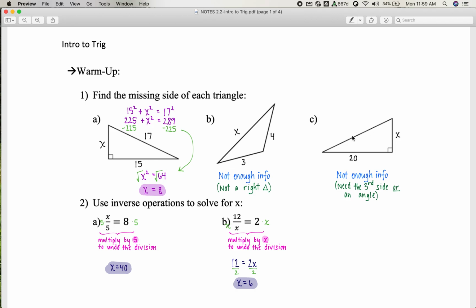It turns out we would either need to know the third side so that we could use the Pythagorean theorem, or if we knew an angle, we'll be able to use the powerful new tools that we'll take a look at today: sine, cosine, and tangent.